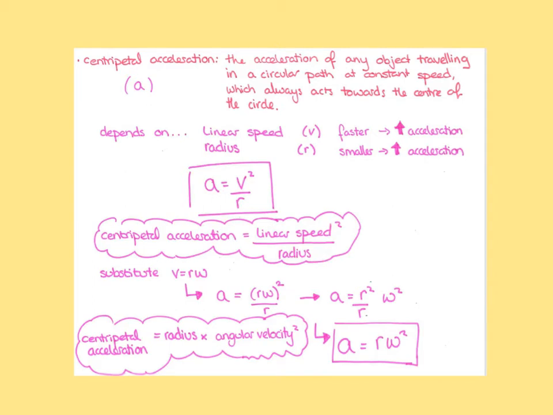If we substitute in our previous expression for v, so v equals r omega, and we put this in here, we get the centripetal acceleration is equal to r omega squared divided by r, which simplifies down to the centripetal acceleration is equal to r omega squared, so the radius multiplied by the angular velocity squared.